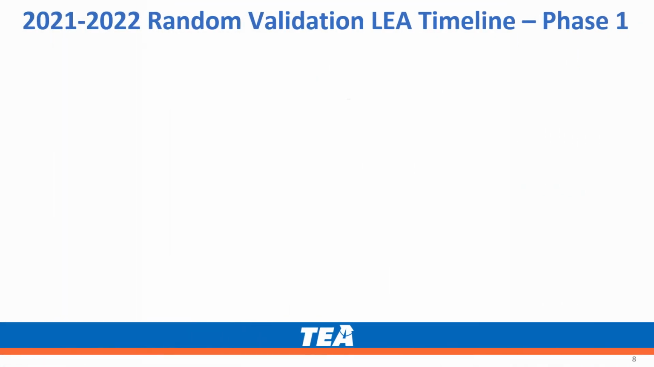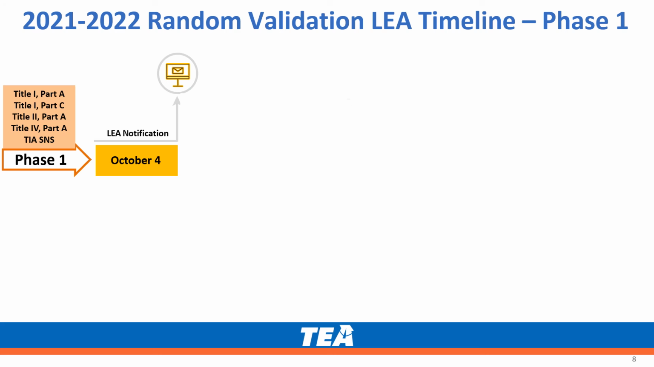We will now take a look at the timeline for Phase 1. Again, for Phase 1, these are the programs that are going to be validated: Title I Part A, Title I Part C, Title II Part A, Title IV Part A, and Title I Part A Supplement Not Supplant. LEA notification will take place on October 4th via email.